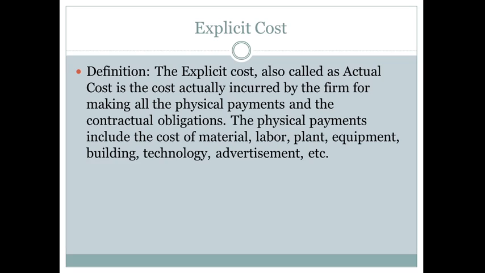Now the next type of cost is explicit cost. Explicit cost, also called actual cost, is the cost actually incurred by the firm for making all the physical payments and the contractual obligations. Explicit costs are those costs which are actually incurred by the organization. The physical payments include the cost of material, labor, plant, equipment, building, technology, advertisement, etc. So all such kinds of costs incurred are treated as explicit costs.